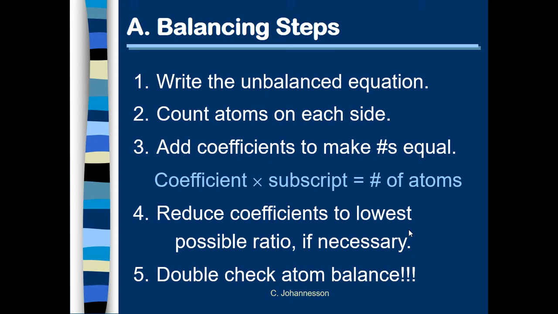Reduce coefficients to the lowest possible ratio. You will not always have to do that. I'll show you when that would be necessary. And then just double check and make sure everything's balanced on both sides. Remember, the law of conservation of mass says that they have to be the same on each side.